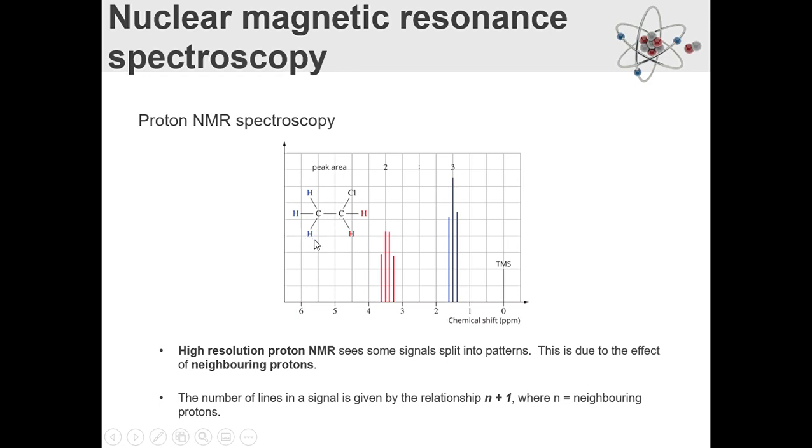Whereas here, the blue hydrogens, the CH3 group, see 2 hydrogens, and it gets split into a triplet. My apologies, let me pause and start again. Because these 3 hydrogens on this carbon see 2 hydrogens on this carbon, they get split 2 plus 1, where n is the number of neighboring protons.